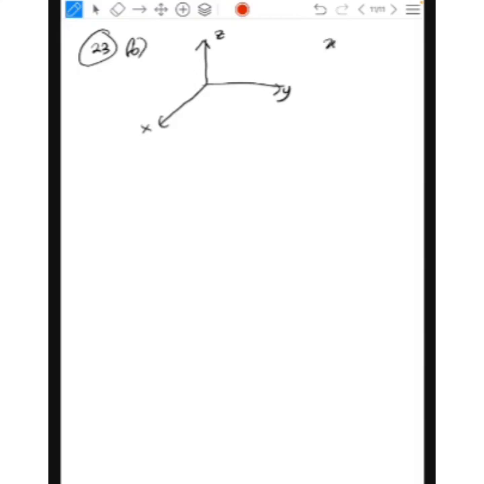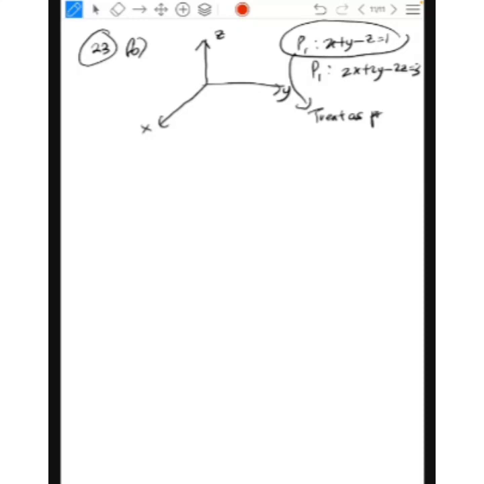The first one is x plus y minus z equals to 1. Okay, this is your plane 1, this is your plane 2. X plus 2y minus 2z equals to 3. Okay, so we treat the first plane as point. Means we are going to find the point on the plane. Okay, macam mana nak cari? You lukis saja, sketch dahulu.